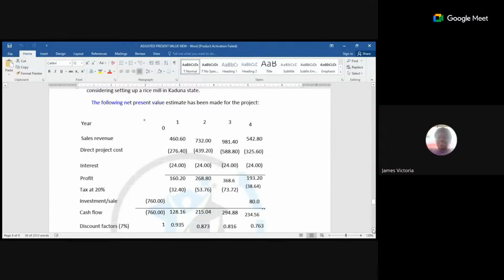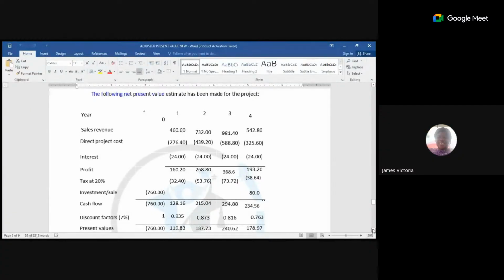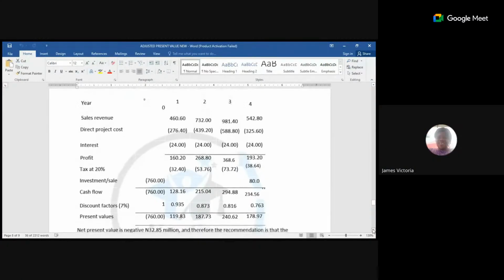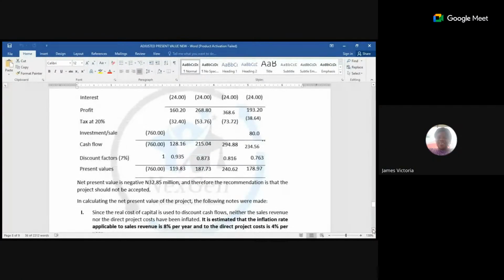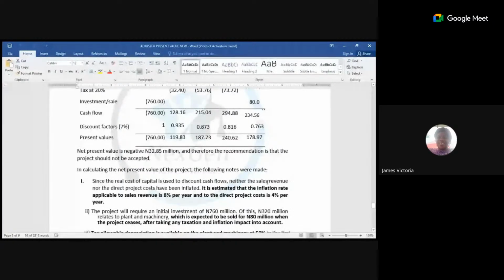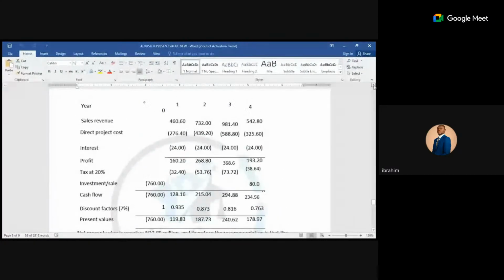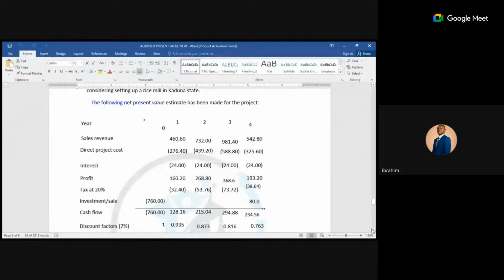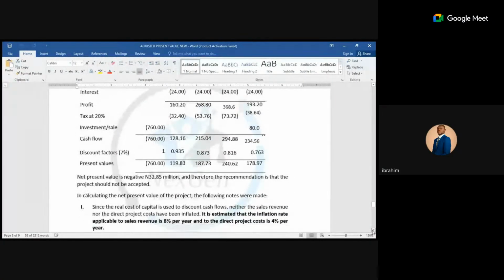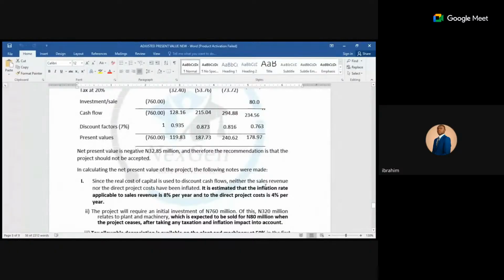The following net present value estimate has been made for the project. Net present value is negative 32.85 million. And therefore, the recommendation is that the project should not be accepted. Now, we don't know the person that projected this, and they have a negative NPV. As a result, it was recommended that the project should not be accepted.